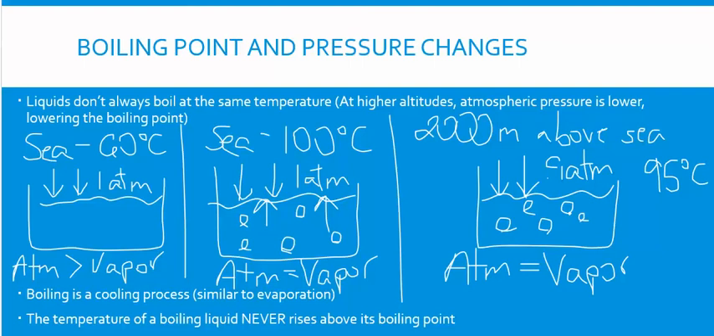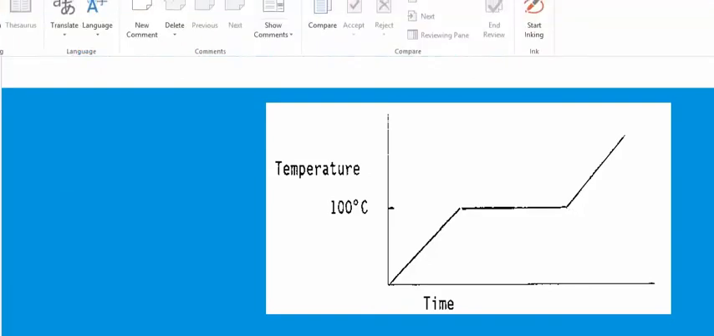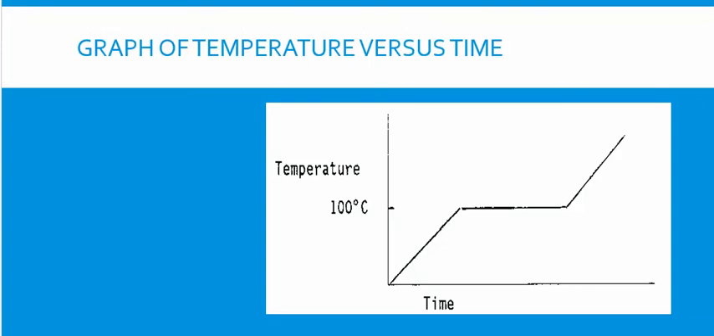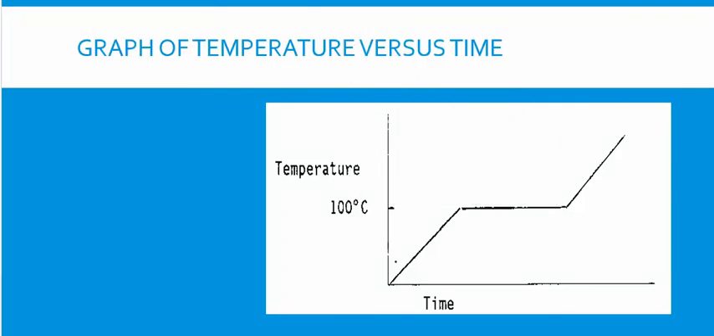Boiling is a cooling process. Now, the temperature of a boiling liquid never rises above its boiling point. Let me give you an example with this graph right here. If I graph temperature versus time, over here we have water in a liquid state. As we increase the temperature, you'll notice that it's a consistent positive slope as we increase the temperature, getting up to the boiling point.